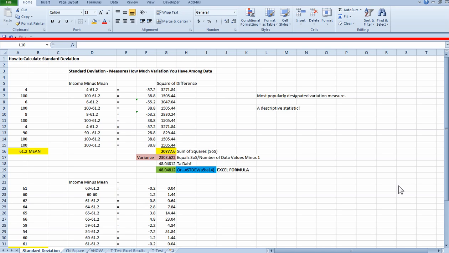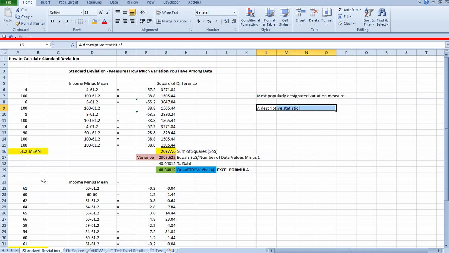This is a quick tutorial on how to compute standard deviation. One thing I want you to notice at the beginning is that, as we've talked about, standard deviation in general is a descriptive statistic. That is, it describes the data that you have at your disposal. It is the most popularly designated variation measure, meaning it's the most reported measure in journal articles. So you want to know it and generally understand what it's showing you. What it's showing you is the level of dispersion in your particular data set.